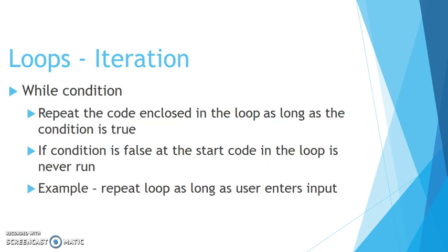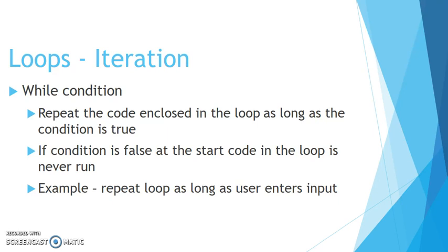The next one we're going to look at is the while loop. In this case, you repeat the code enclosed in the loop as long as the condition is true. Now, one key thing here is if the condition is false at the very start, then the code in the loop is never run. So you need to be very careful how you construct your condition to make sure that it will at least go in once, and then the code will take over from there. You just do need to be careful of that with the while loop.